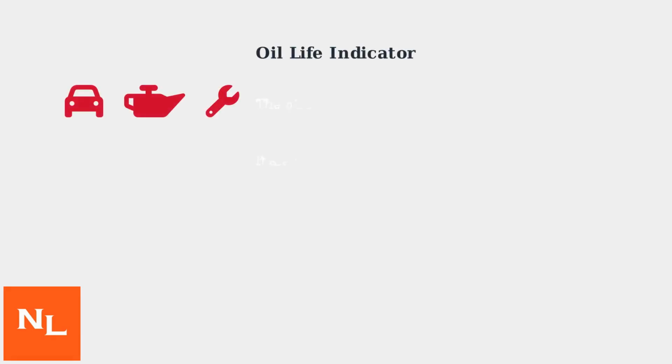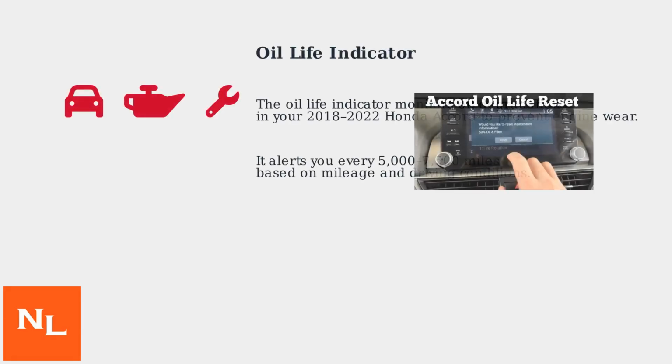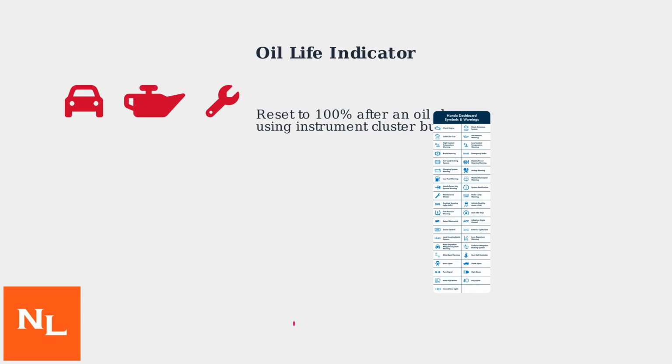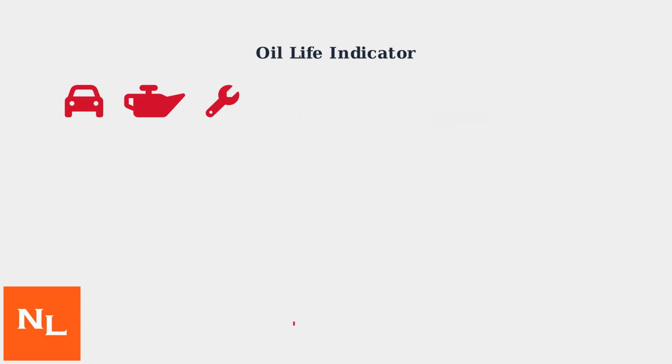The oil life indicator on your 2018-2022 Honda Accord monitors oil degradation to help prevent engine wear. It uses the vehicle's onboard computer system to analyze factors like mileage and driving conditions, alerting you typically every 5,000 to 7,500 miles. Resetting the indicator to 100% after an oil change starts a new monitoring cycle.